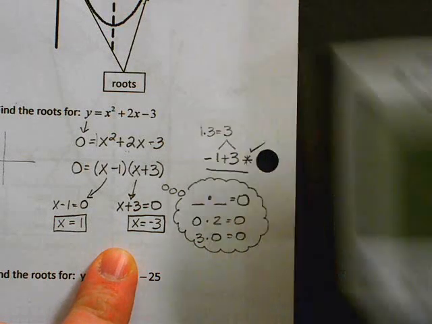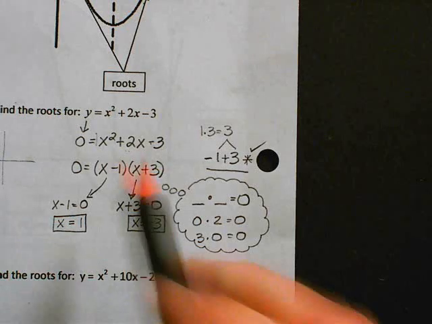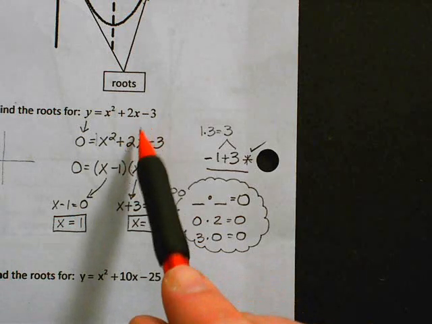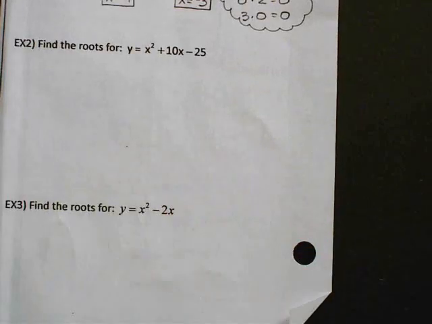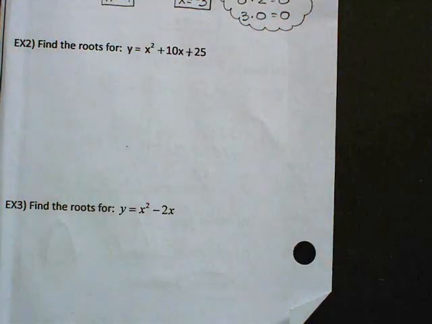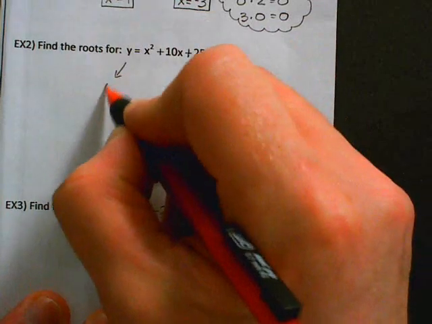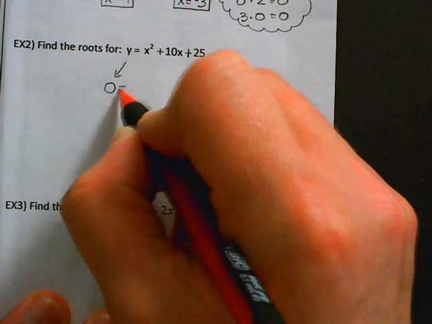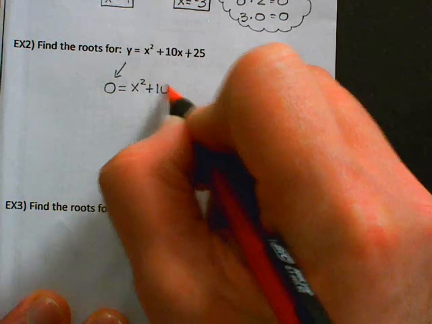Okay? So that's what we're learning today. We're learning how to find where the line crosses the x-axis by using factoring. Alright? So let's go ahead and do the next example. There's a minor correction that needs to be made. This is supposed to be a positive. So basically we're going to find the roots, so we're going to put a 0 right there. And this is going to be x squared plus 10x plus 25.